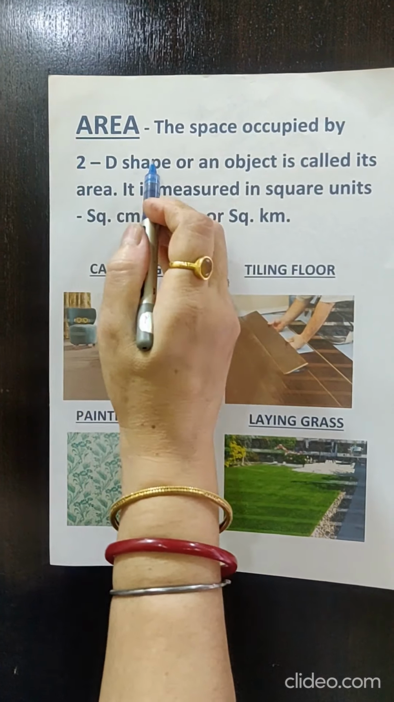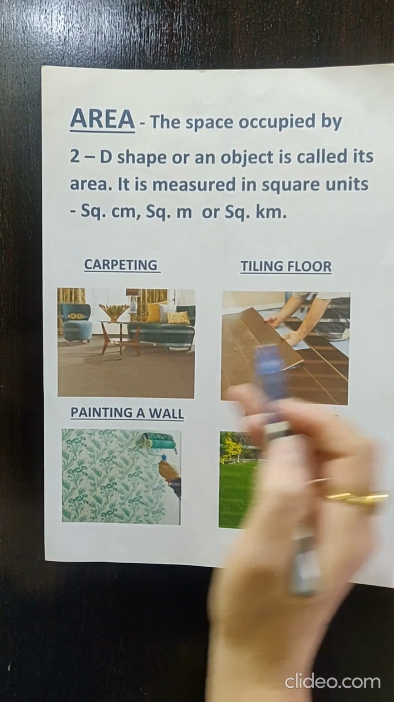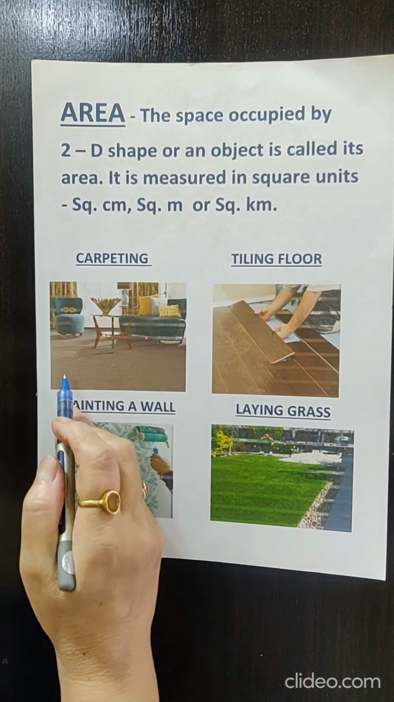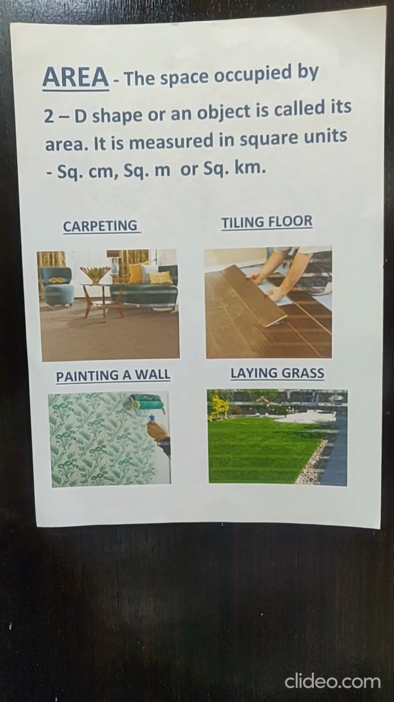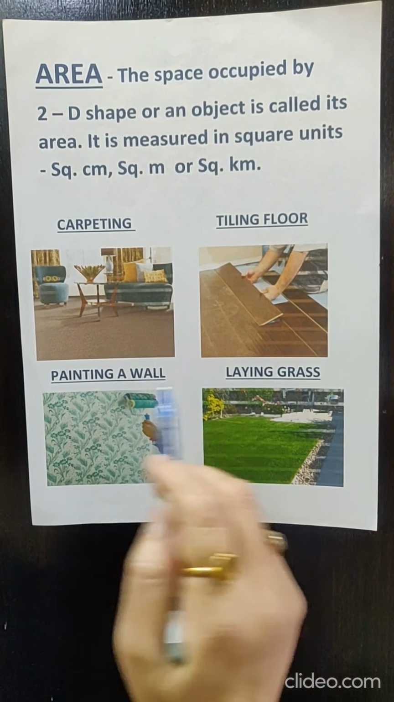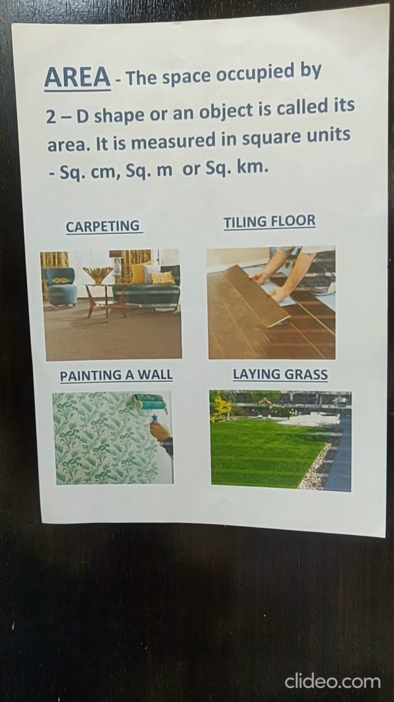Next is area. As we have understood earlier, when we have to find how much carpet is required to cover the floor, how many tiles are required to cover the floor, how much paint we require to paint a wall, and how much grass is required to lay the lawn, we have to calculate the area of a shape or a figure or an object.